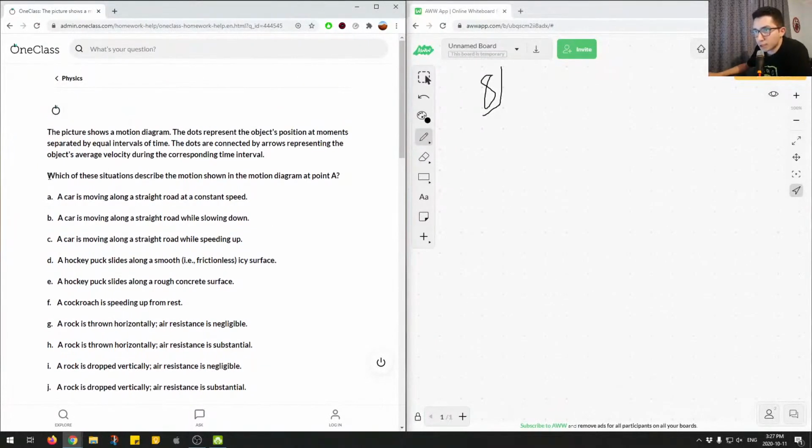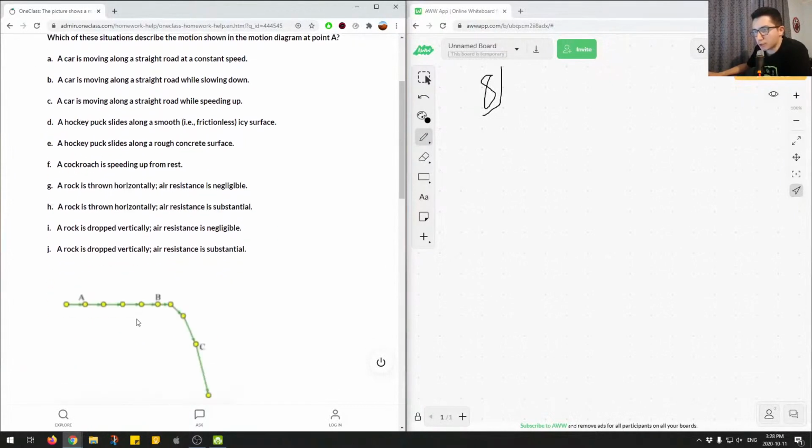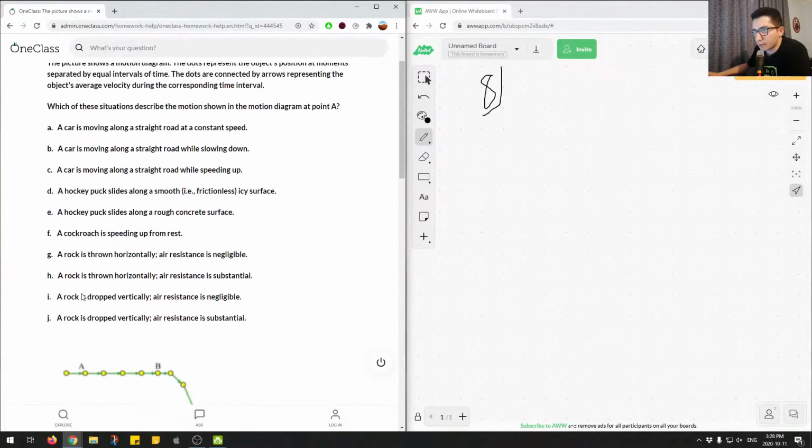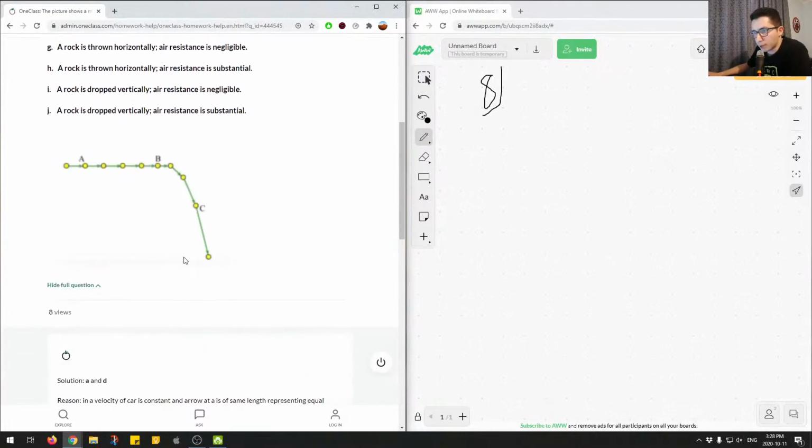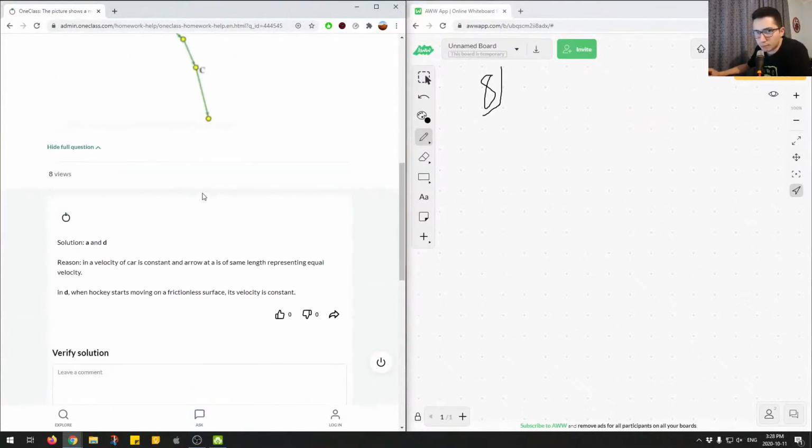Right, the question here is, which of these situations describe the motion shown in the motion diagram at point A? So they give us a bunch of situations and they want us to look at point A over here and think about which situations could be represented by point A. So let's look at the answer provided by the junior tutor and let's think about what is the correct answer.